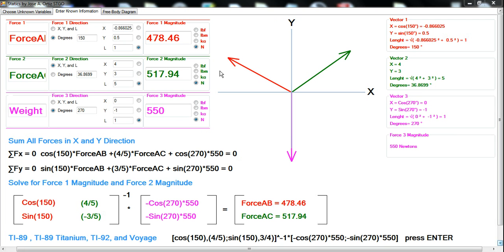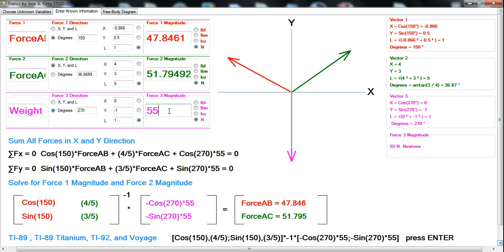Okay, welcome back. We're about to do problem 3-1. First thing we need to do is enter the information that is given. First we have a 200 kilogram crate.